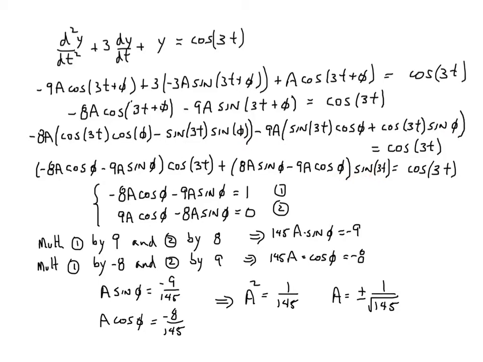Equating coefficients. So here's a cosine 3t term with a coefficient of 1 in front. Here's a cosine 3t term. Here's its coefficient. So minus 8a cosine phi minus 9a sine phi is a 1.